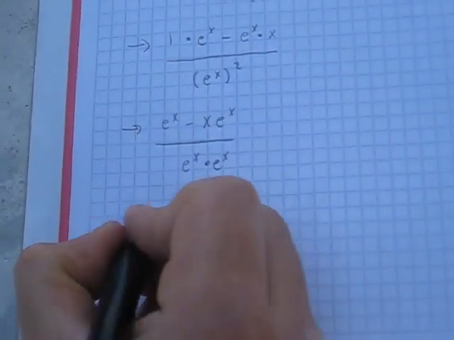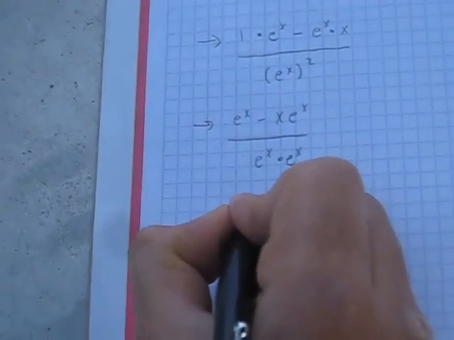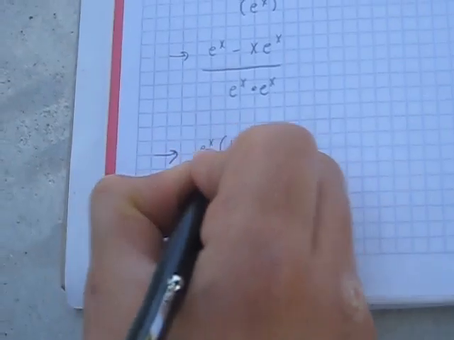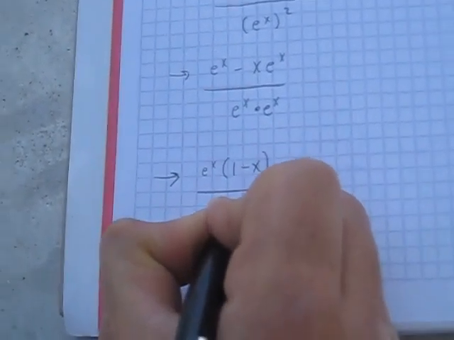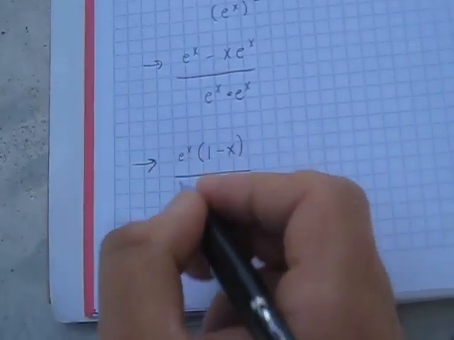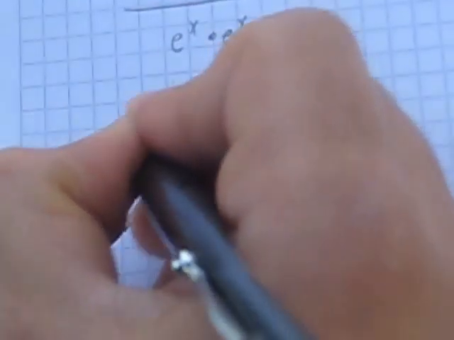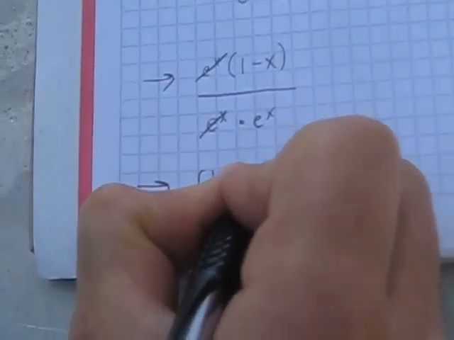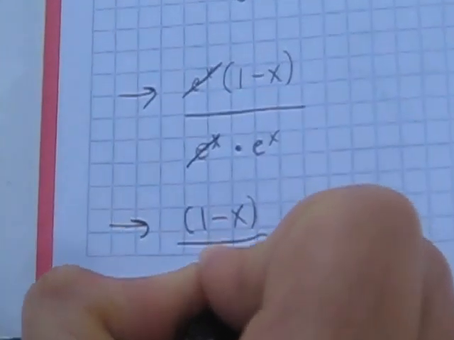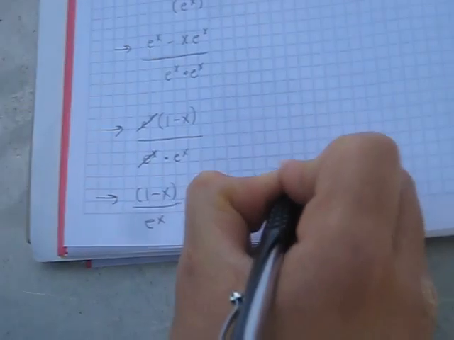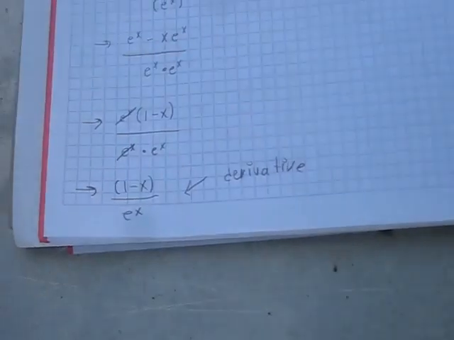And now for further simplicity, this is actually e to the power of x times (1 minus x) over e to the power of x multiplied by e to the power of x. And now we can cancel out the e to the power of x from the denominators. This will give us the solution (1 minus x) over e to the power of x. And this is the derivative of the function. Well done.